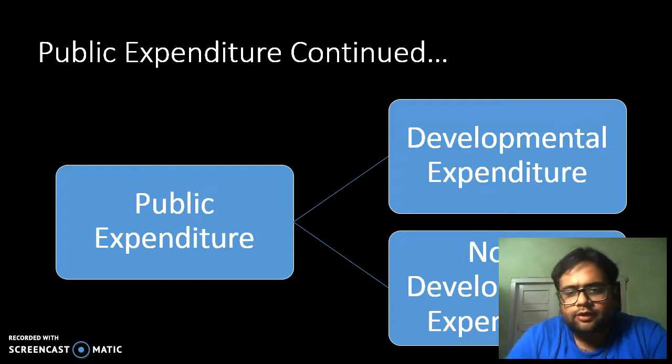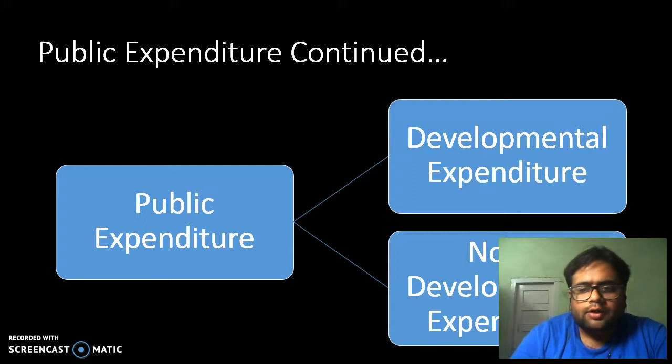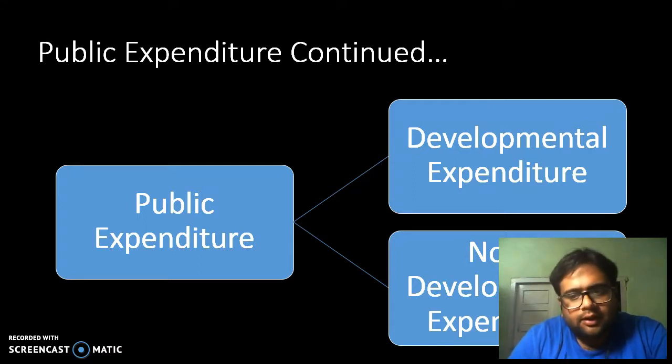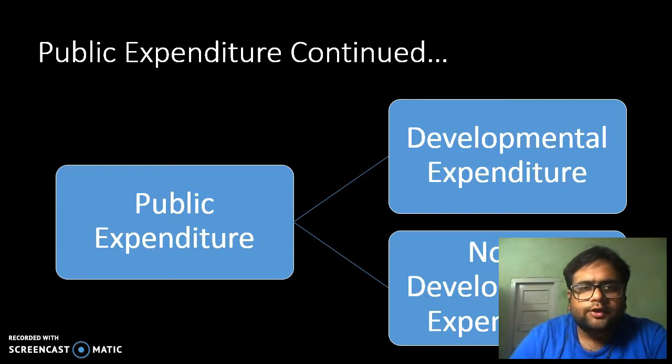The next one is non-developmental expenditure. What are non-developmental expenditures? They are not developmental in nature, meaning we incur them because there is a need. For example, social security programs. There are so many schemes which the government incurs because there is a social need. For example, pension schemes, schemes for the weaker sections of society, and schemes for rural or backward areas. Those expenditures are known as non-developmental expenditure.